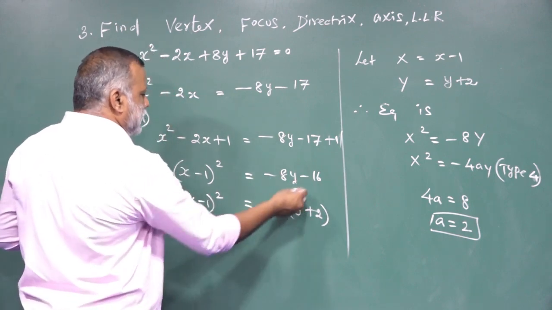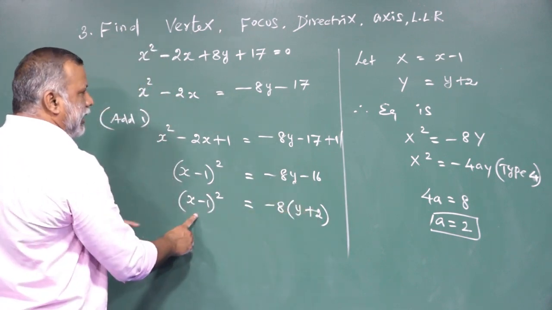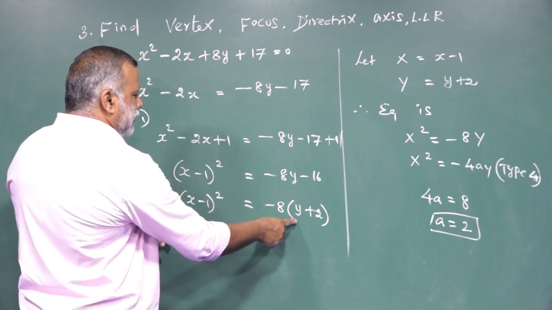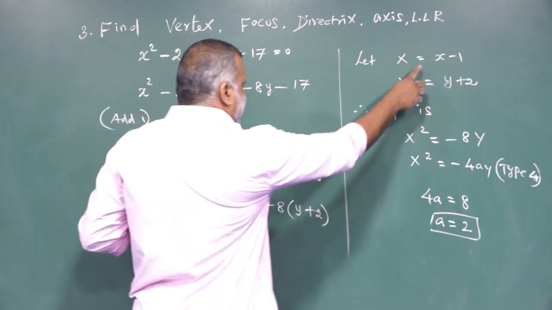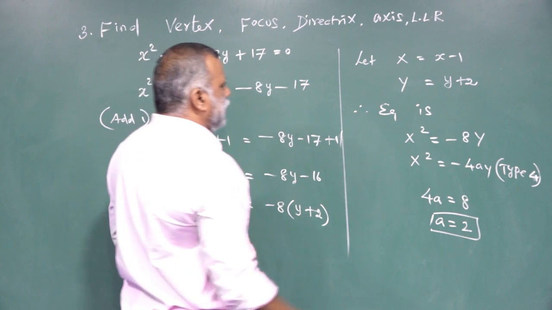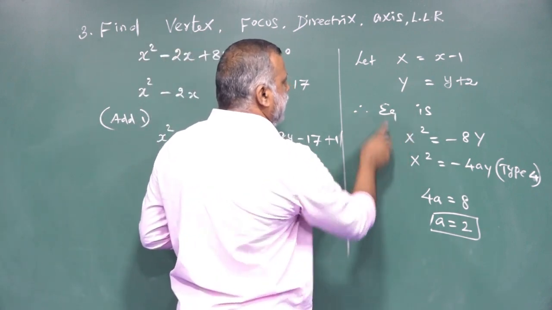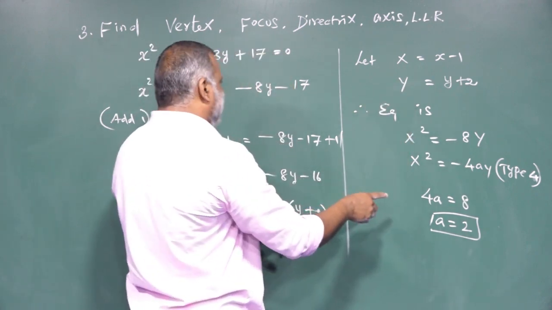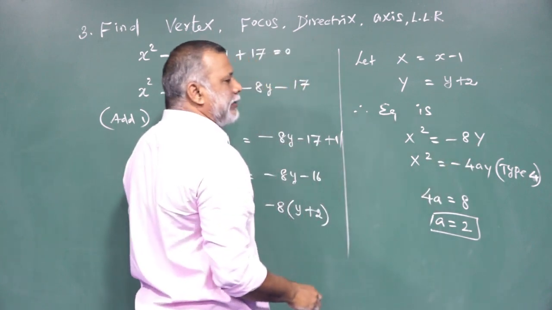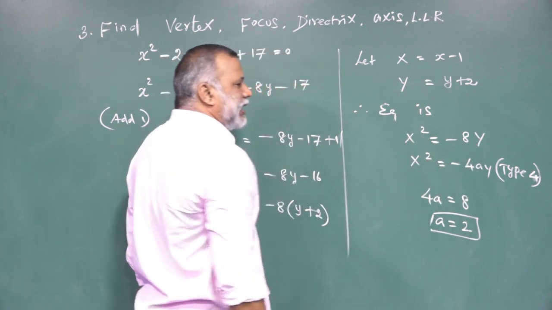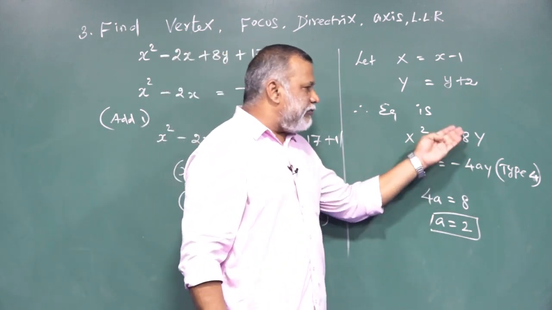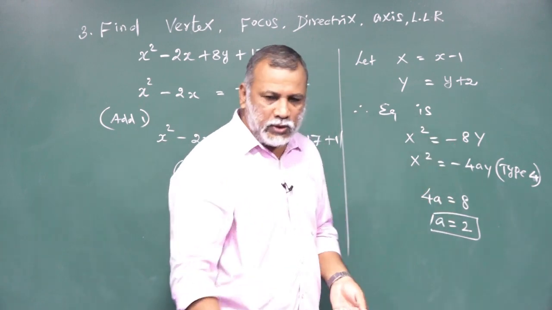Take out minus 8, now y plus 2. It can be named as capital X and capital Y. Capital X equal to x minus 1, capital Y equal to y plus 2. Now the equation is capital X squared equal to minus 8 into capital Y. Now compare with the standard form of type 4. Then 4a equal to 8, so we can say a equal to 2.